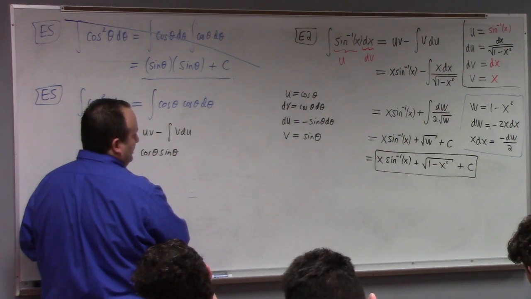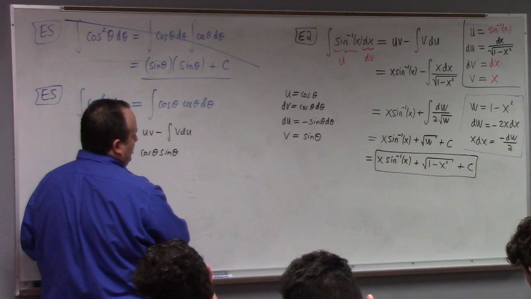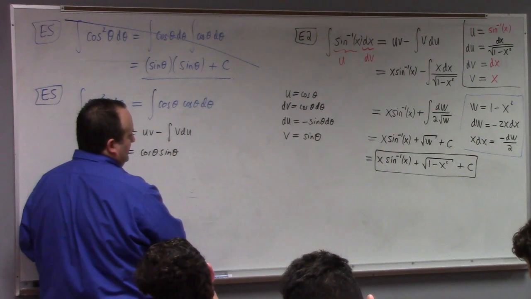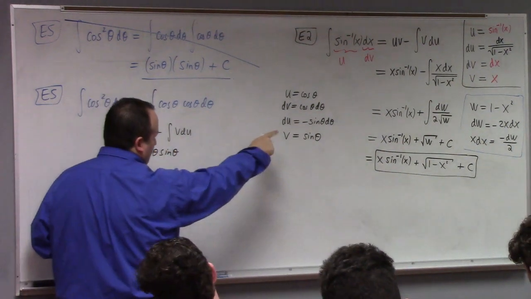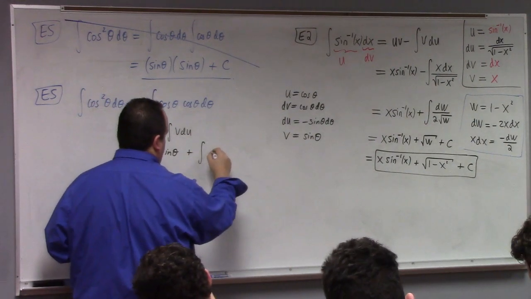What's my v du? I got a sine theta. I got a minus sine theta d theta. So the plus and the minus in the formula and the minus in the du, they cancel, and we get plus the integral of what? Sine squared theta, right?